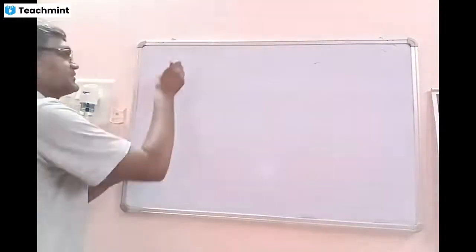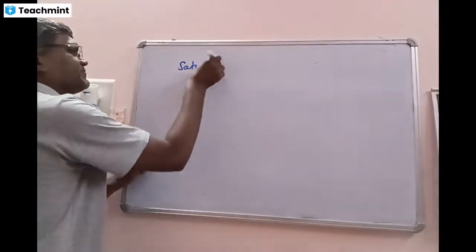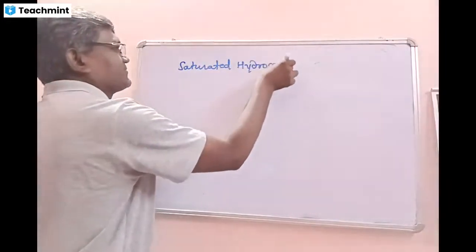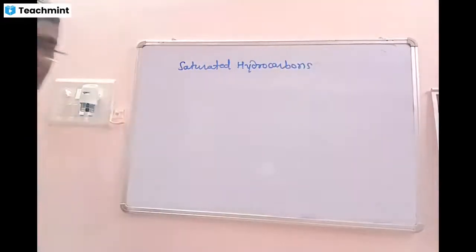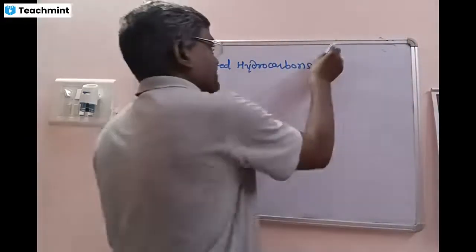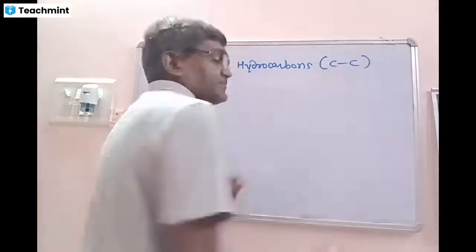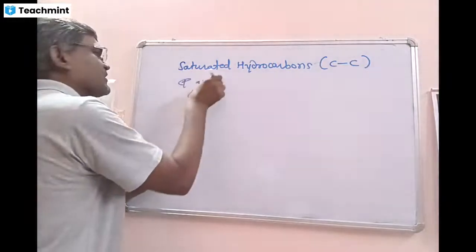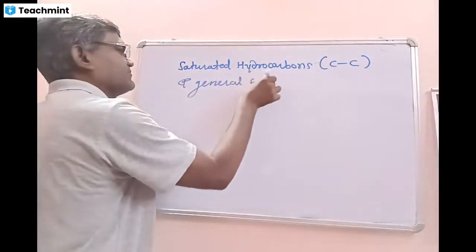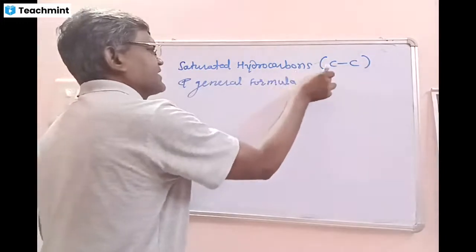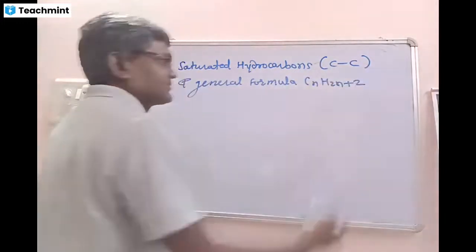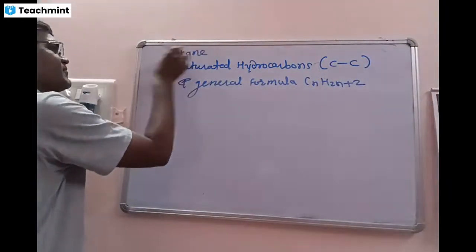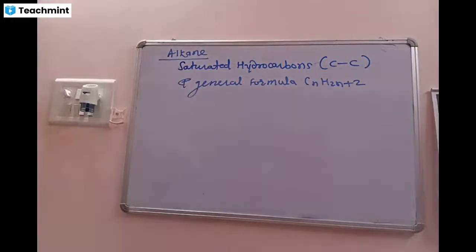We're studying what? Initially, saturated hydrocarbons. Saturated hydrocarbons with the carbon-carbon single bond, that is the identification. Having carbon-carbon single bond. And the general formula as CnH2n+2. So what is that? Alkane. Alkane, and called as a parent hydrocarbon of any compound.